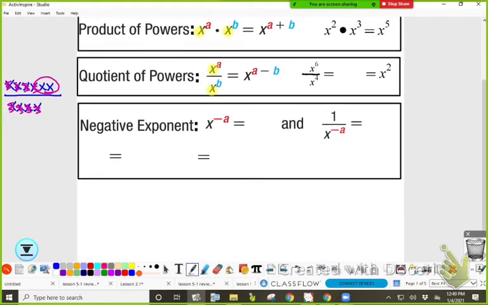Negative exponents are a little confusing, but if you have a negative exponent in the numerator, in the top of a fraction, you're going to move it to the denominator and you're going to change it to a positive exponent. Because you have to make them happy.